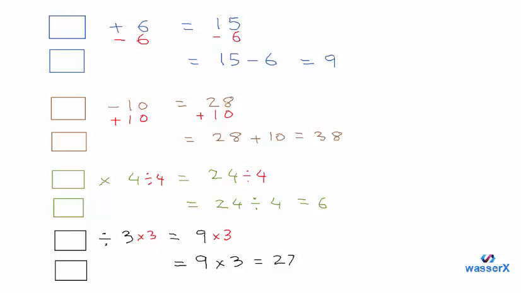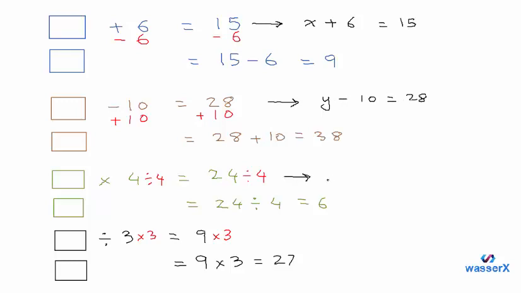In an equation, the unknown or the number that we need to find out is often represented by a letter of the English alphabet, like X, Y, Z, P, Q, R, and so on. So this equation could be written as X + 6 = 15. This could be written as, let's say, Y - 10 = 28.